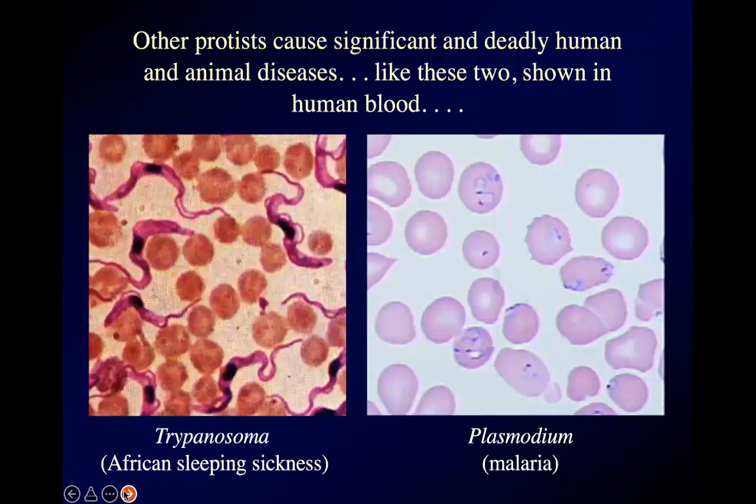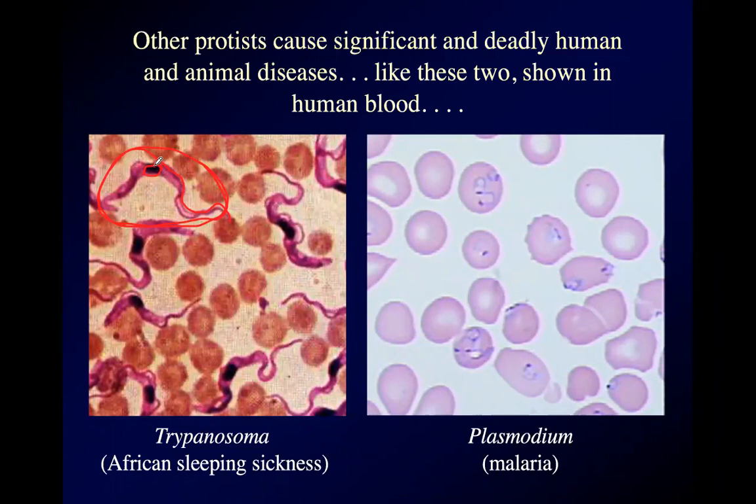There are protists that cause significant human diseases. On the left, these are both pictures of human blood samples, and the round things are just human blood cells. On the left, you can see that among the round blood cells, we have these curvy things. I'm circling one with the red pen right there. That's a protist. You can see the nucleus in the middle of it.